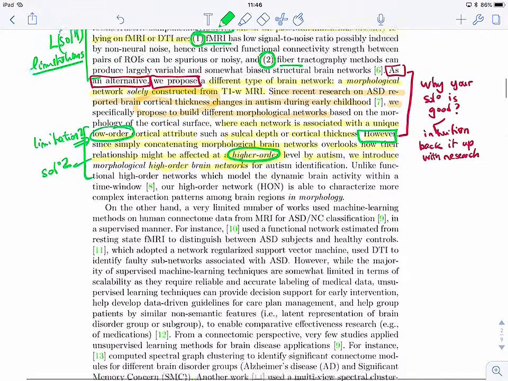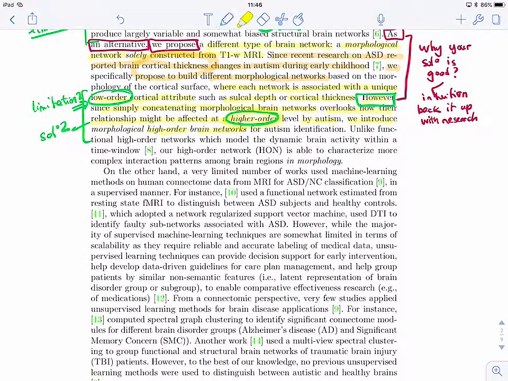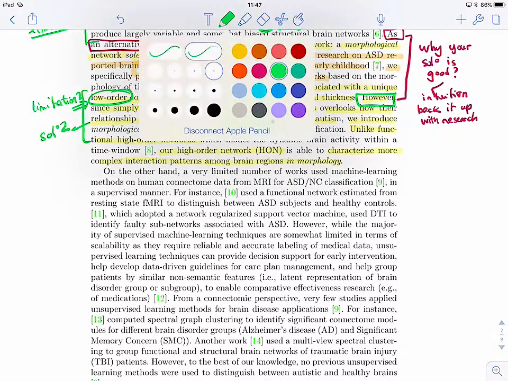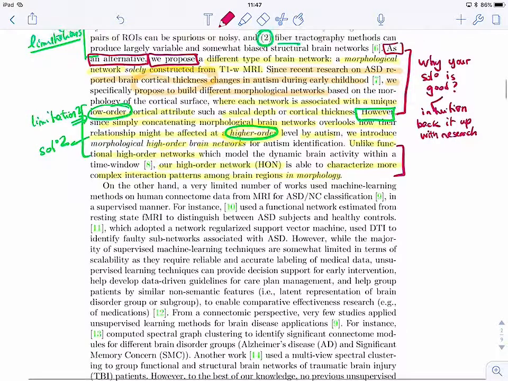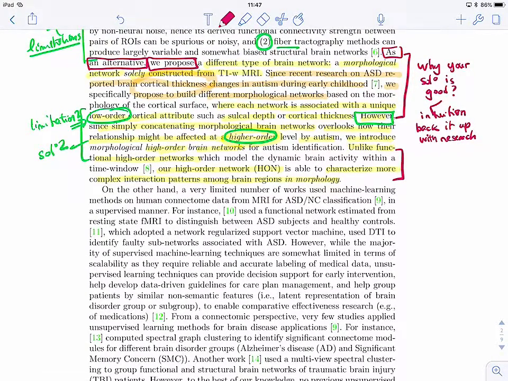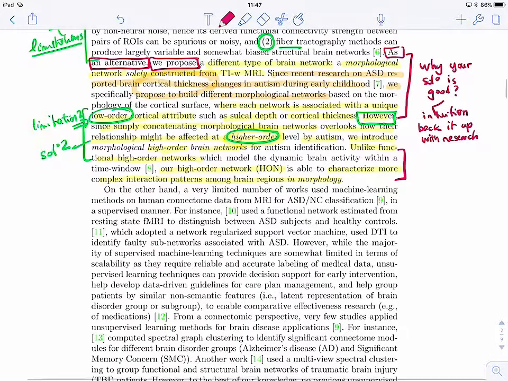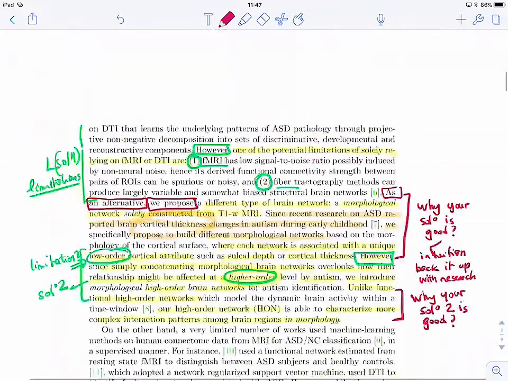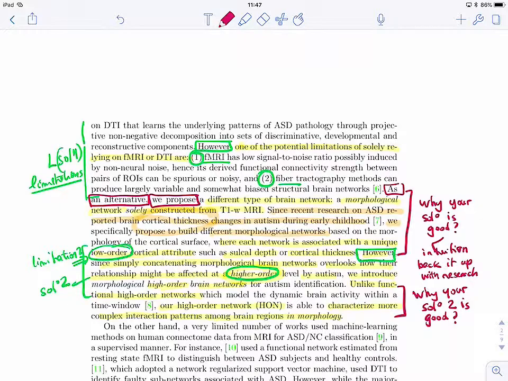Next, we're explaining why this is important. So unlike functional high-order brain networks, our high-order network is able to characterize more complex interaction patterns among brain regions in morphology. So this is also giving intuition. See, after I propose solution 2, I'm explaining why it might be a good solution. So why your solution 2 is good. Okay? So you can see the structure is clearly and simply structured. Writing in a simple, cohesive, logical manner is very important.